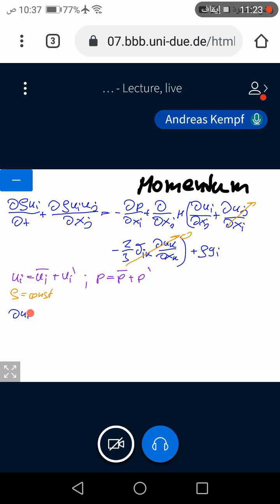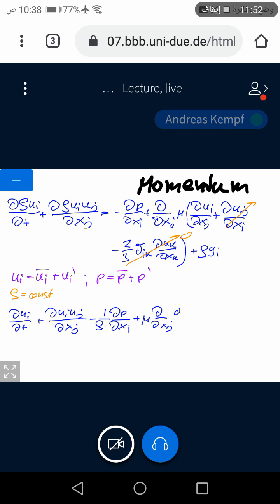We have del ui del t plus del ui uj del xj minus 1 over the density del p del xi plus del, we now also assume constant viscosity, so we can take the mu out, del xj del ui del xj, or we can just write this as del square ui del xj squared plus the gravitational term rho gi. Okay?